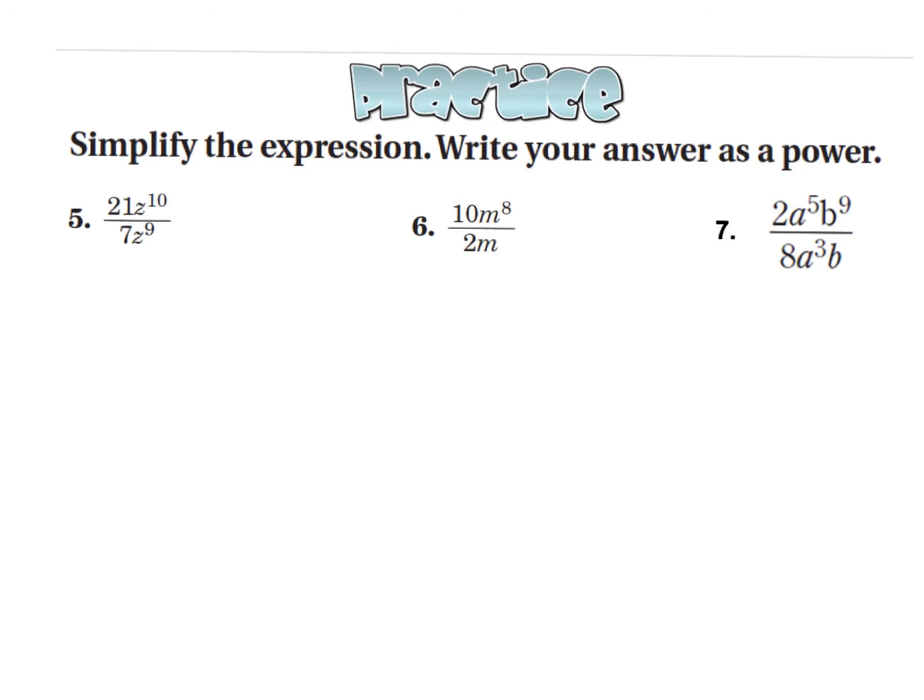So try these on your own. Remember to divide the whole numbers in front and then subtract the exponents of the rest of the variables. Pause the video, come back and see how you do.